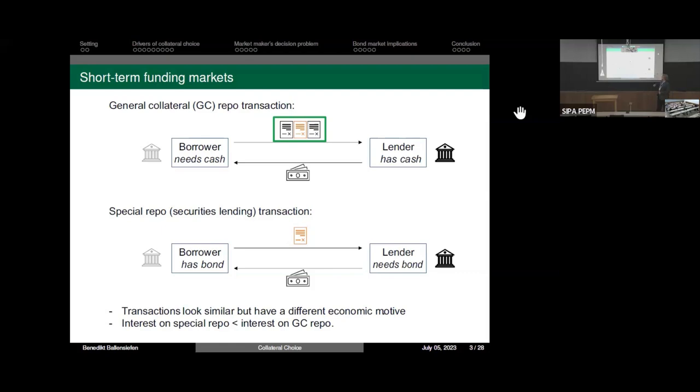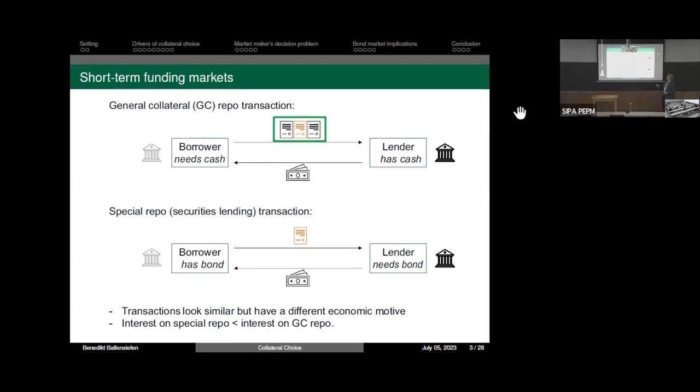Now, when you think about the borrower, they can always post the same security either in the general collateral market, but then you would need to pay a higher funding rate, or you can post it into the special market, where you would benefit from cheaper funding conditions. So you would expect the borrower to post some securities in the special segment, and the securities that are of less value you would put into general collateral.